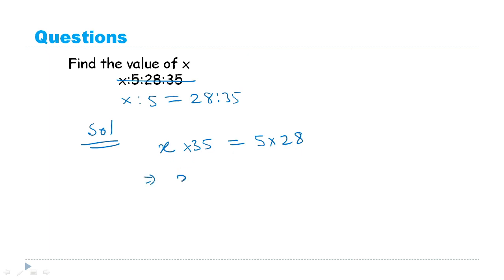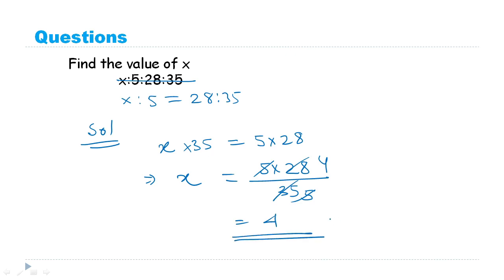So what will be the value of x? Very simple, no need to multiply. Simply write it like this, and 35 will be in the denominator. 7 5s are 35, 7 4s are 28, the 7s get cancelled, so the value of x is 4. Very simple, just repeat it if you have not understood this one.